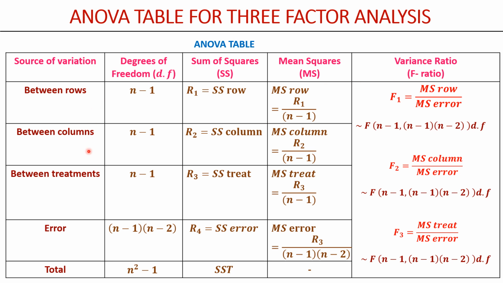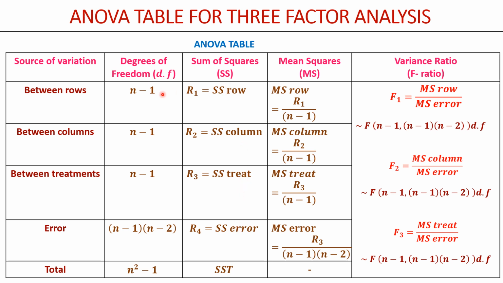The rows extend by one more because we are talking between rows, between columns, between treatments, as we have three factors. Then, of course, the error and the total. So between rows, columns, or treatments, the degrees of freedom are n minus 1 each, and the error is (n minus 1) into (n minus 2). The sum of squares is what we calculated in the earlier step.